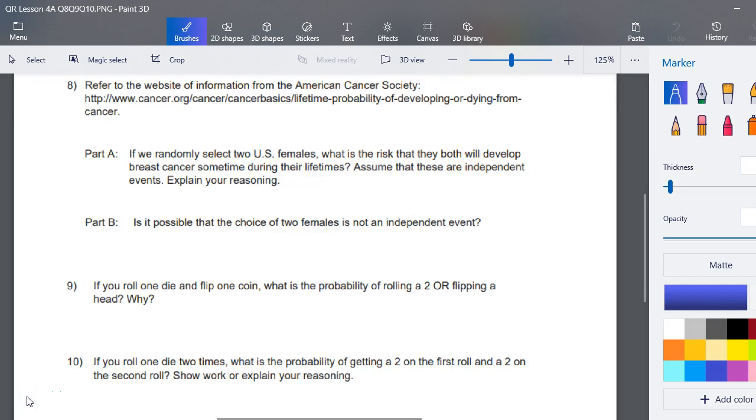Now go ahead, hit pause, and do questions 8, 9, and 10. When you've got those completed, come back and we'll walk through them together.